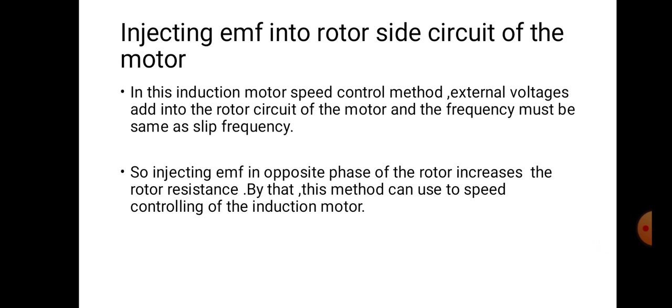In this method, external voltages can be added into the rotor circuit of the motor and the frequency is set to the slip ring frequency. So injecting EMF in opposite phase of the rotor increases the rotor resistance. By this method, the speed can be controlled.